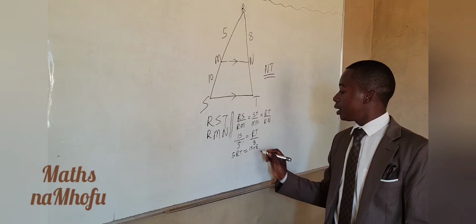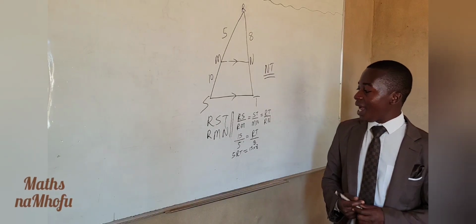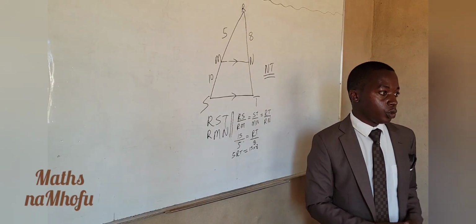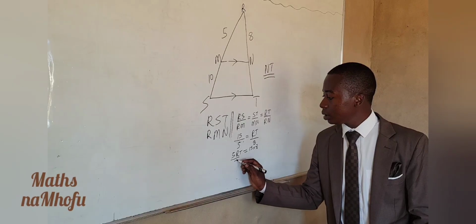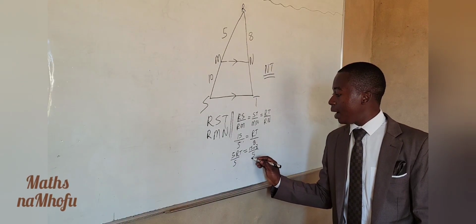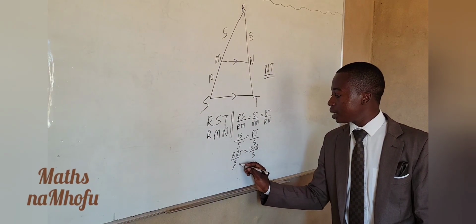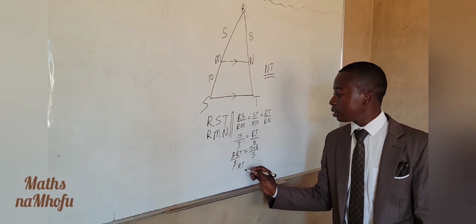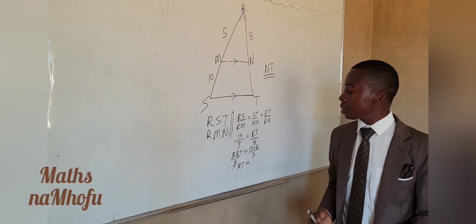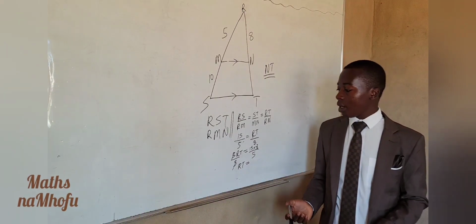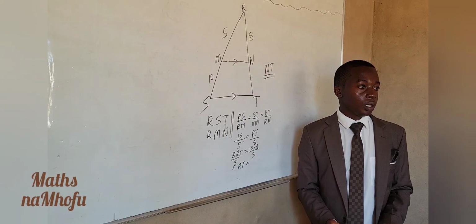15 times 8, right? Then the answer that you are going to get here, you know what you do? You divide it by what? By 5. And here by what? By 5. This cancels out that. RT equals, what is 8?